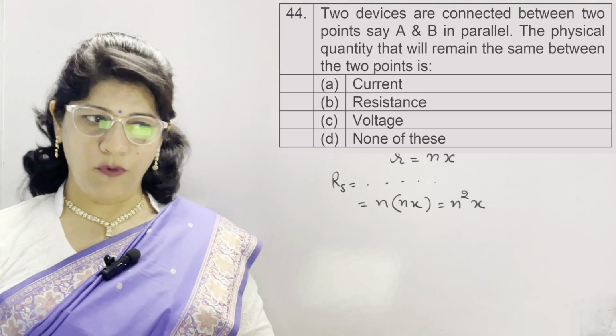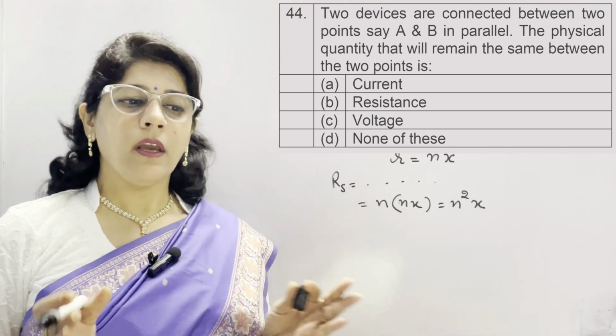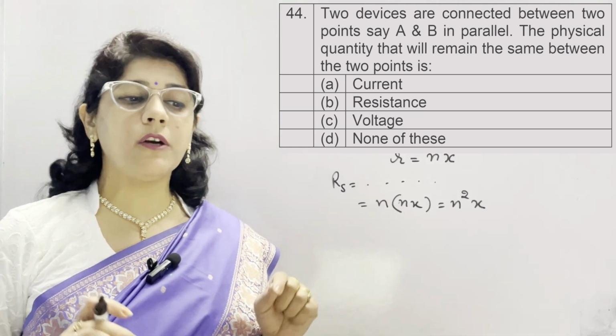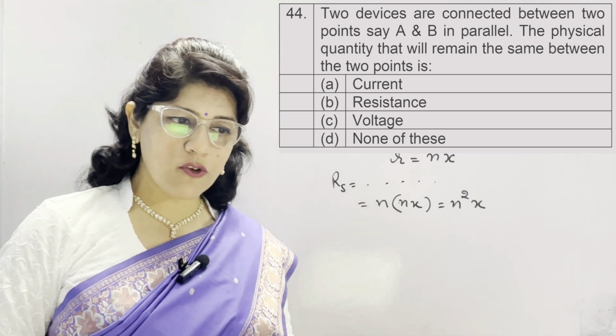In question number 44, two devices are connected between 2 points, say A and B, in parallel. The physical quantity that will remain the same between the 2 points, if they are connected in parallel, कौन सी physical quantity है जो same रहेगी?